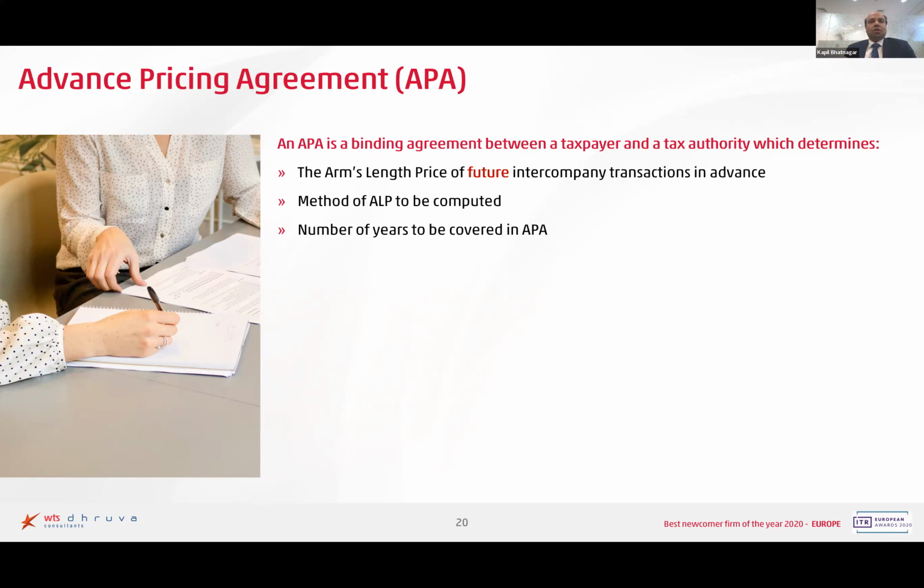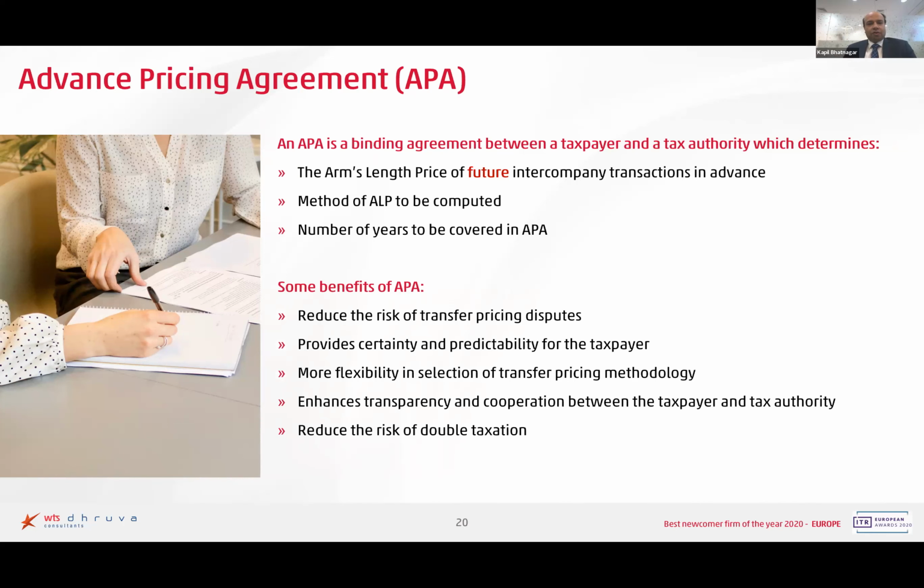It also talks about the period for which that APA arrangement is going to be valid. Since it's a binding arrangement, the number of years is determined in advance as to how long these APA arrangements are going to be valid. Some of the benefits of an APA is that it significantly reduces your risk of transfer pricing disputes.